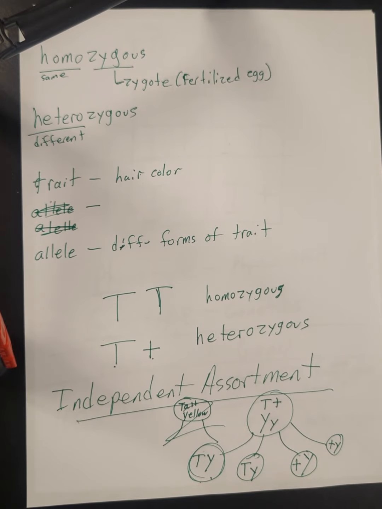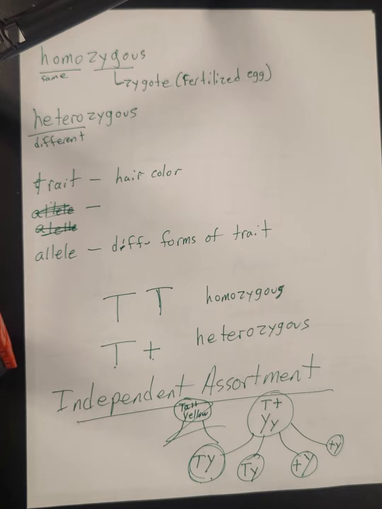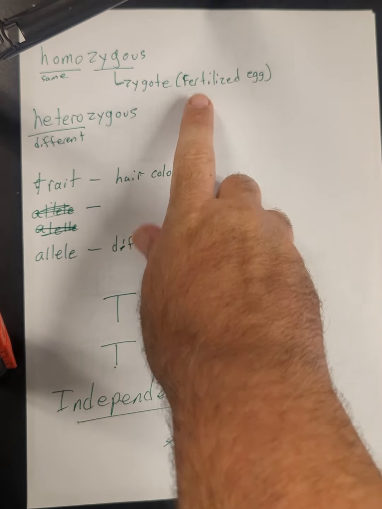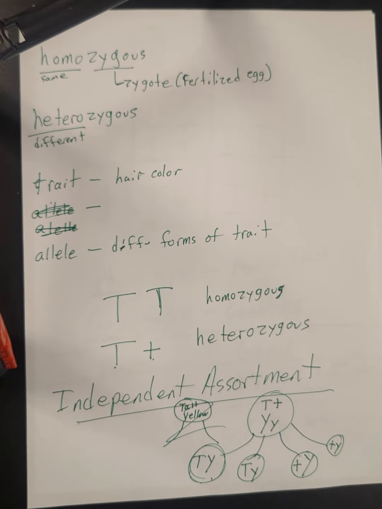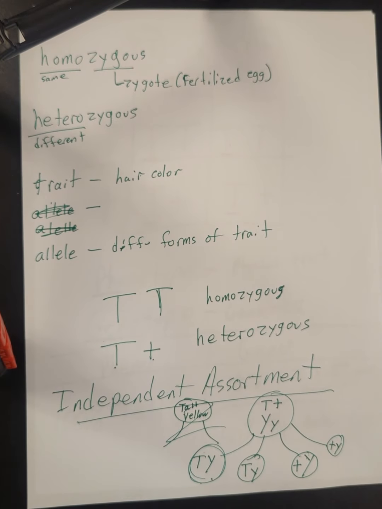All right, so just a quick run through of some vocabulary and some concepts. Remember, homozygous, homo means the same, and so homozygous, the zygous refers to the fertilized egg. So if it's homozygous for brown fur, then that means it has two identical traits for brown fur. If it's heterozygous, hetero means different, so that means it has different alleles. Maybe one is brown fur, maybe one is black fur.